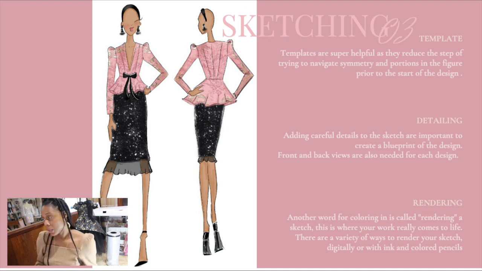So sketching. You can use templates. They're helpful. They reduce the steps of trying to navigate symmetry and proportions in the figure prior to the start of a design. So if you have a flat template, you can just trace around it and then put the garment on top of it, instead of having to get the proportions down right and all those things that take a little more practice. Detailing. Adding careful details to the sketch are important to create a blueprint of the design.